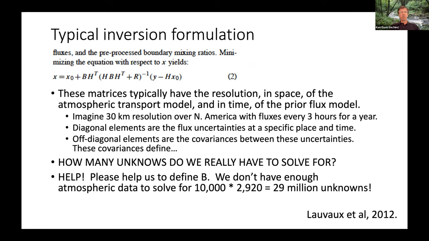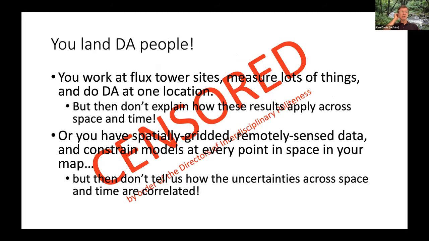This is a big problem because, with those dimensions I sketched above, we've got something like 30 million unknowns. And we can't solve for that, even with atmospheric data, strong as it is. So this needs your help. And you land DA people. Sorry, I'm just being provocative because I do this too.